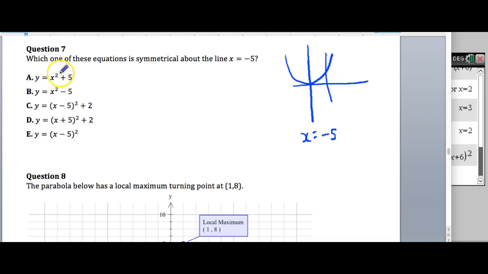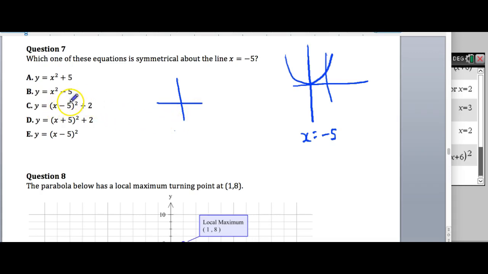Okay, so this one here, now I can look at quadratic equations and know what the graph looks like. I know this one here is x squared and it's been shifted up 5. So this is an x squared graph that's just been shifted up 5. Its axis of symmetry is at x equals 0, so it's not A. The next one is the same, but it's just been shifted down 5. So something like that. It still has the same axis of symmetry, x equals 0.